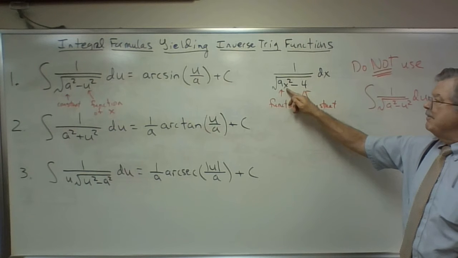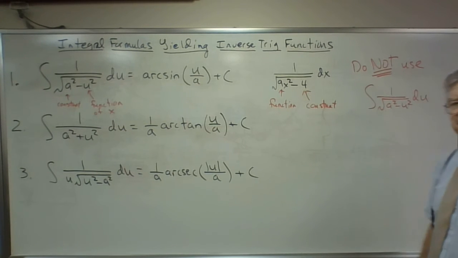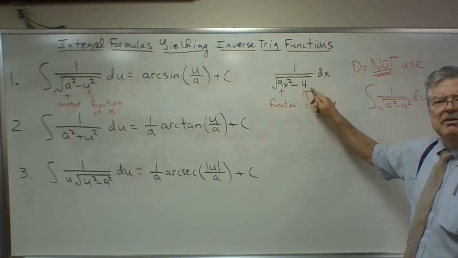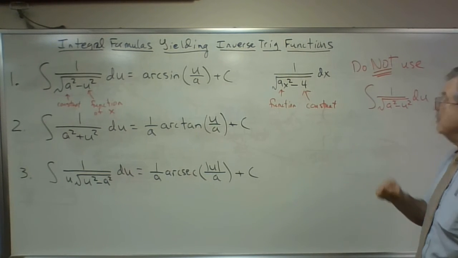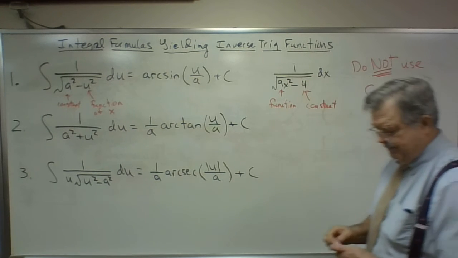If we have function minus constant under the radical sign, do not say, here's my a squared and here's my u squared. No, don't do that. It won't work. Don't use the integral of 1 over square root of a squared minus u squared du. It won't work.